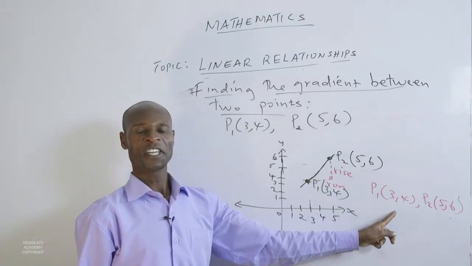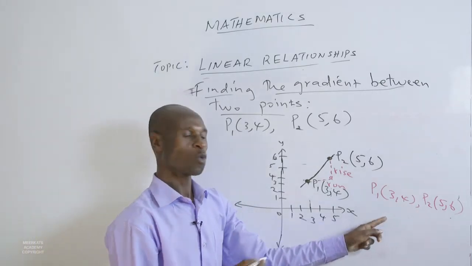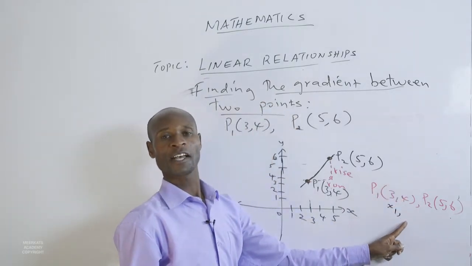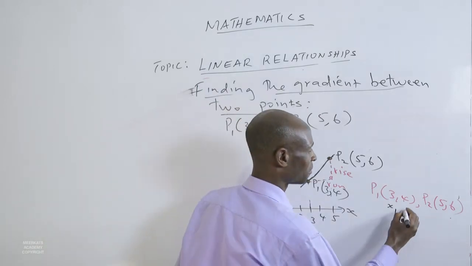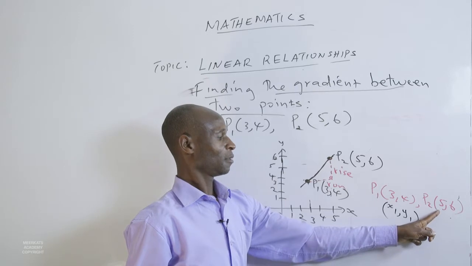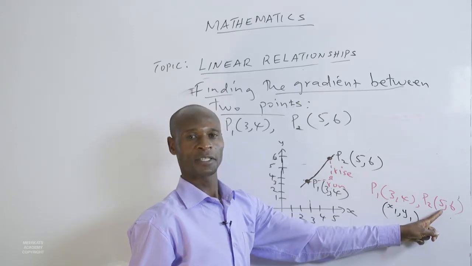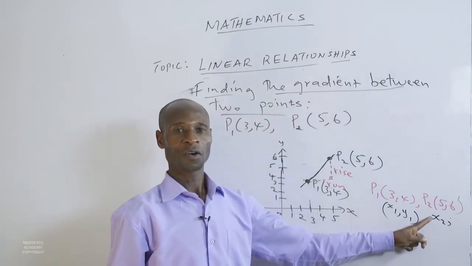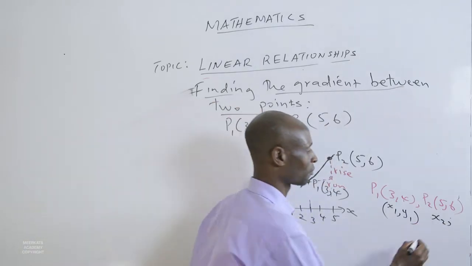The first x coordinate, suppose we call it x1. The first y coordinate is y1. The second x coordinate is x2. And the second y coordinate is y2.